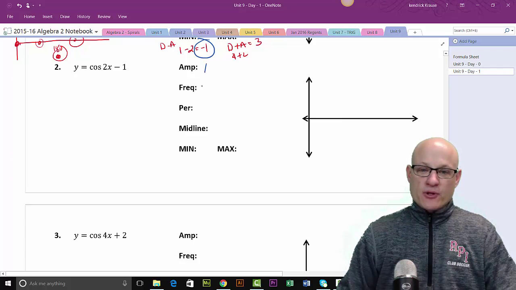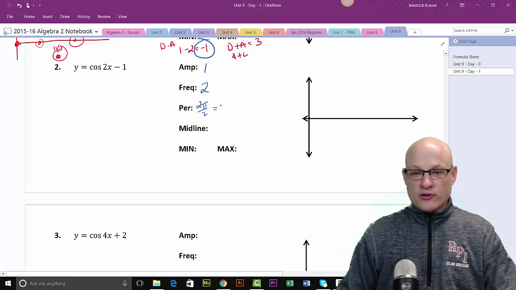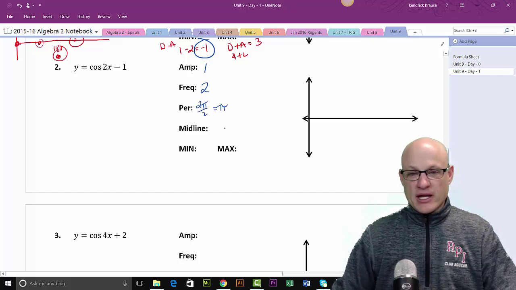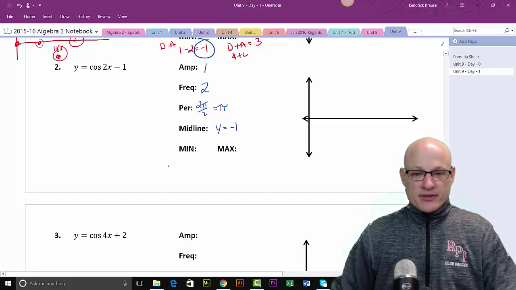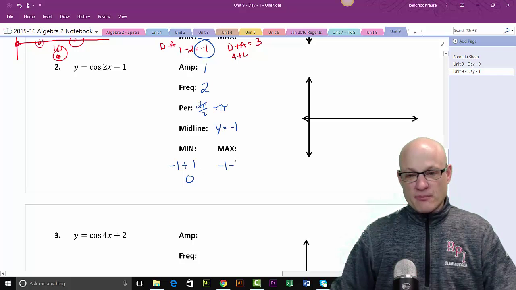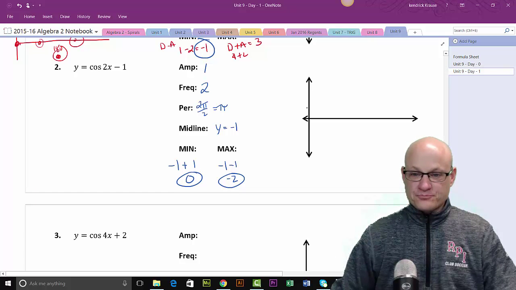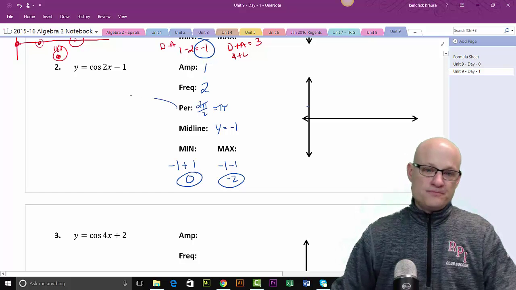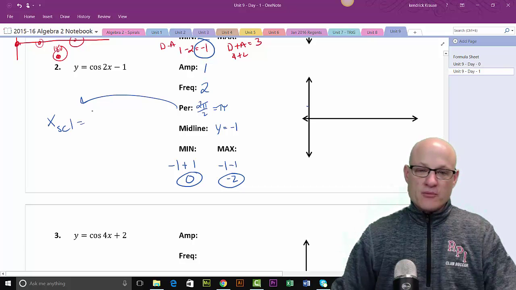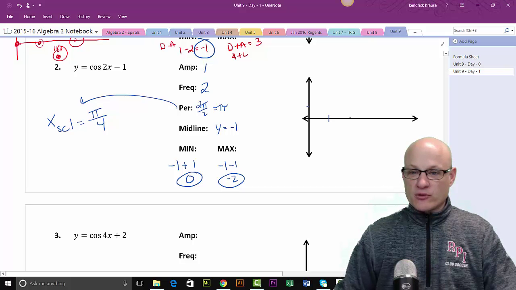Amplitude is 1, frequency is 2, period is 2 pi over 2, which is just pi. Our midline is y equals -1. Min and max: -1 plus 1, which would be 0, and -1 minus 1, which would be -2. So we have to get as low as -2 and as high as 0. X scale. Don't know why I didn't put this in here. That's weird. Pi over 4. So we're only going to count by pi over 4s.